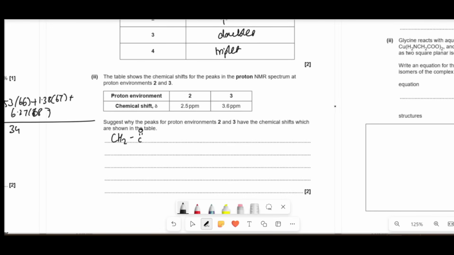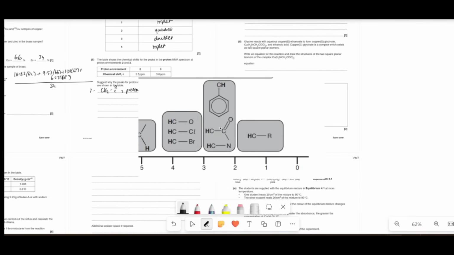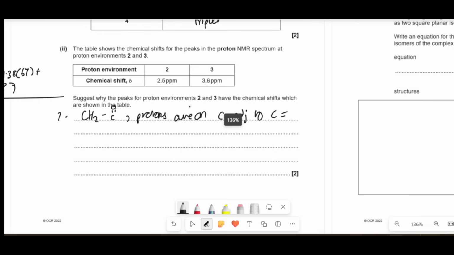And it says, why do they show those chemical shifts? So it must be something to do with the data sheet, CH2 to CH2S. If we look at the data sheet, it gives you that peak. So the environment 2 is that your protons are on the carbon adjacent to C double bond O, because if you look at the data sheet, that's what it shows here. It's at 2.5. It's talking about this carbon here. So it's explaining how you know that's why it's there, and it's because of that.